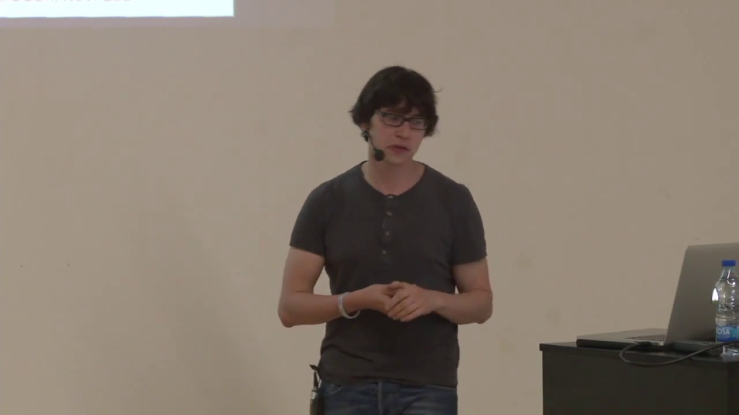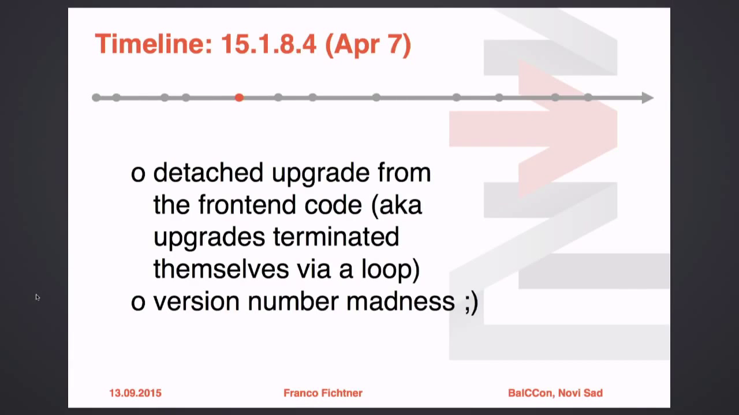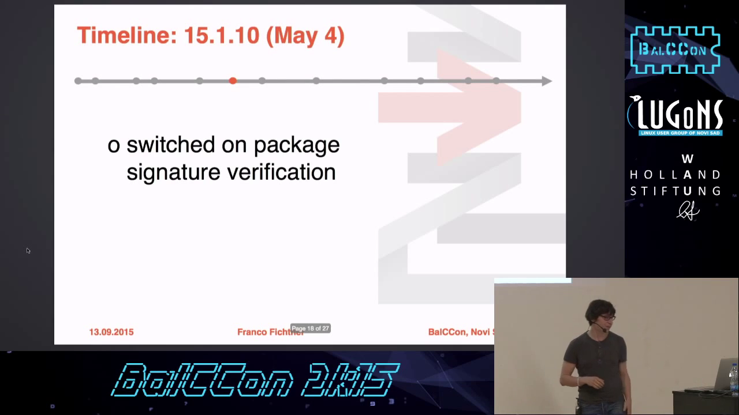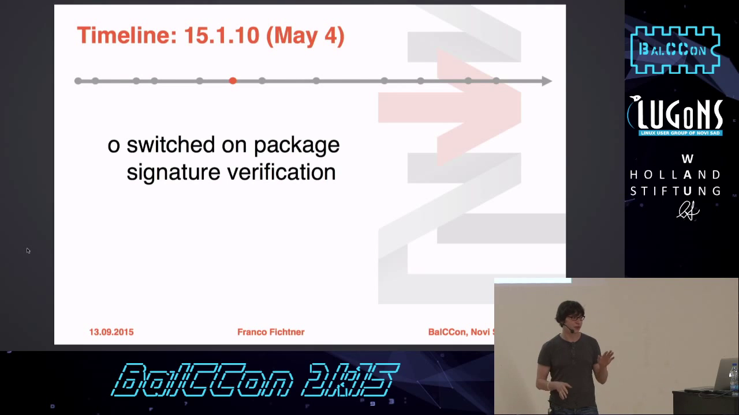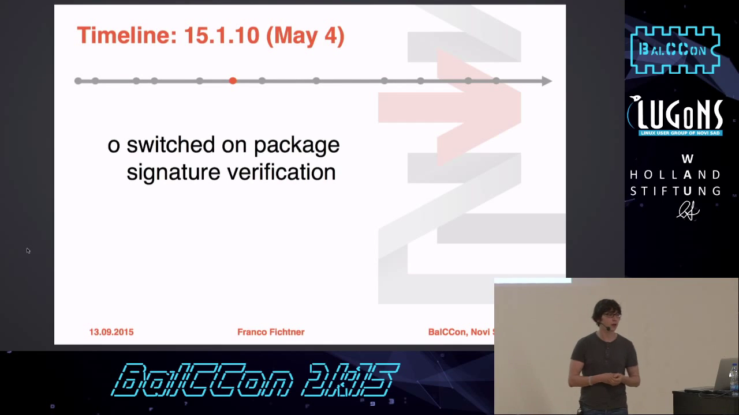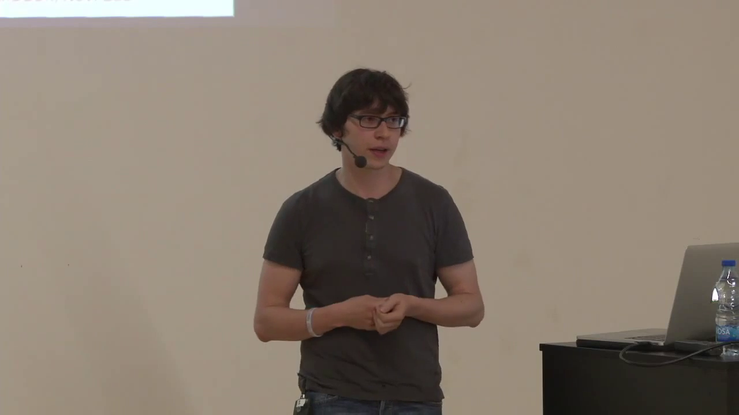And what you can also see is we really did a lot of experiments with the version numbers. This is 15.1.8.4, and some people said, nope, you can't do this anymore. We had to change it for the next major version, but we got the hint at this point. Then a little while later, we switched on the package signature verification, which we had implemented a little bit before the packages were signed, but we weren't sure if we were going to lock ourselves out by just switching it on right when we started signing the packages.